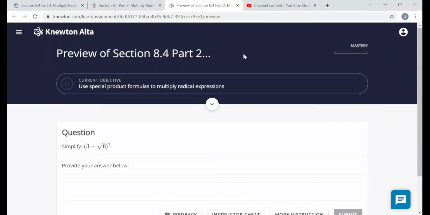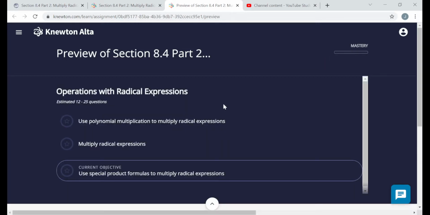Alright, so here's your assignment page. You will not be seeing the words preview of. Right, this is my preview of it. You'll just see the title of the section, the title of the assignment, the mastery bar, telling you how far along you've gotten, and the objectives. Now it looks like there are 3 objectives in this particular assignment.